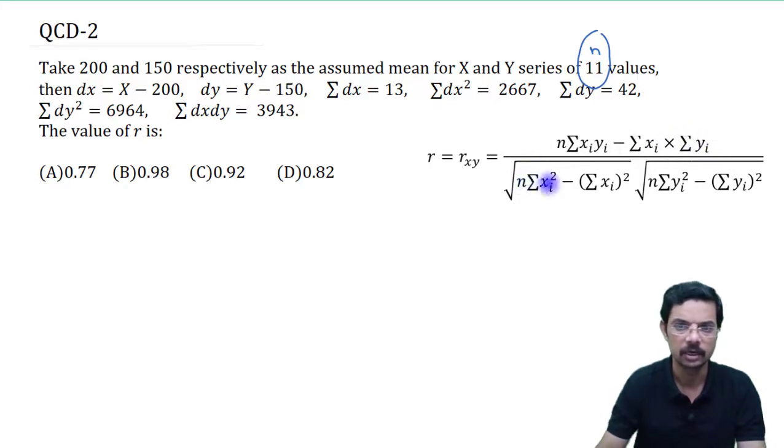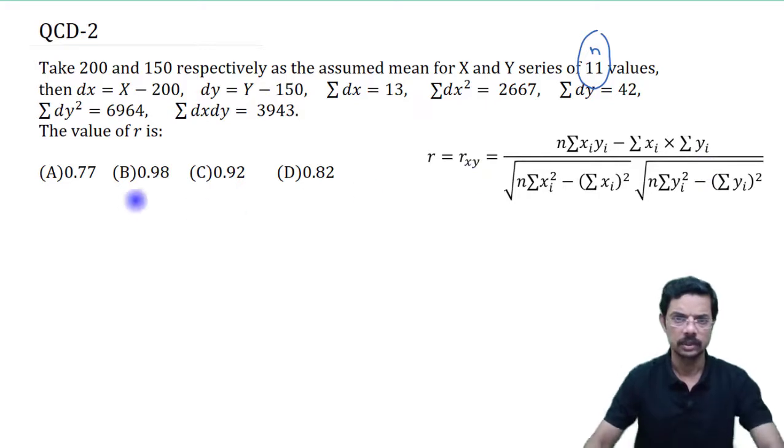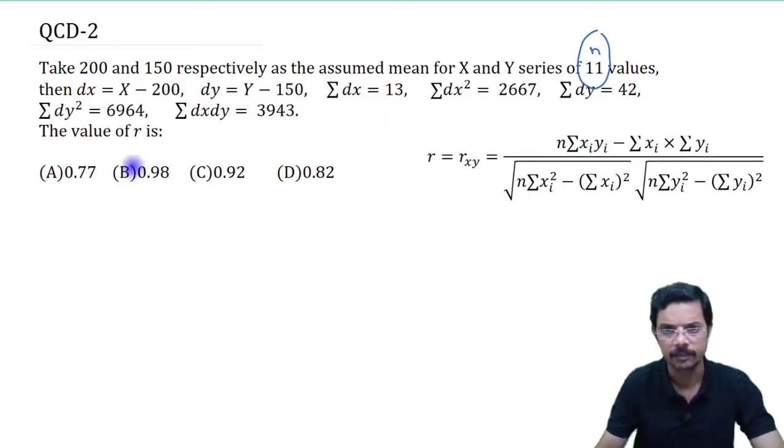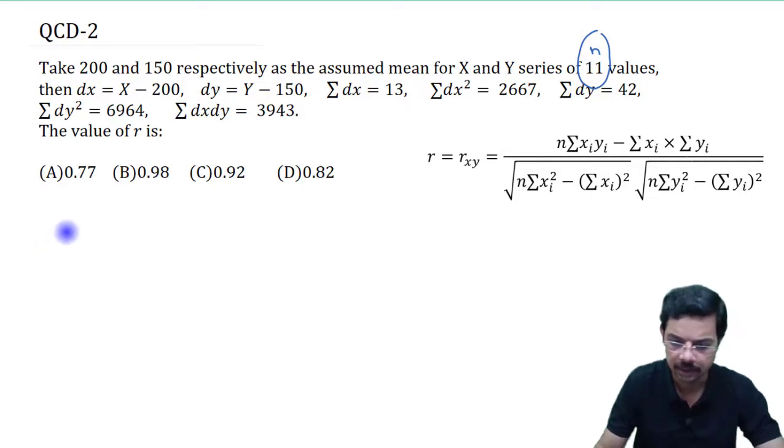n into sigma dx square minus sigma dx the whole square. Here, n into sigma dy square minus sigma dy whole square. Okay, so that's it. We shall use this formula, but instead of x we will say dx. So for rxy, let us consider this formula.